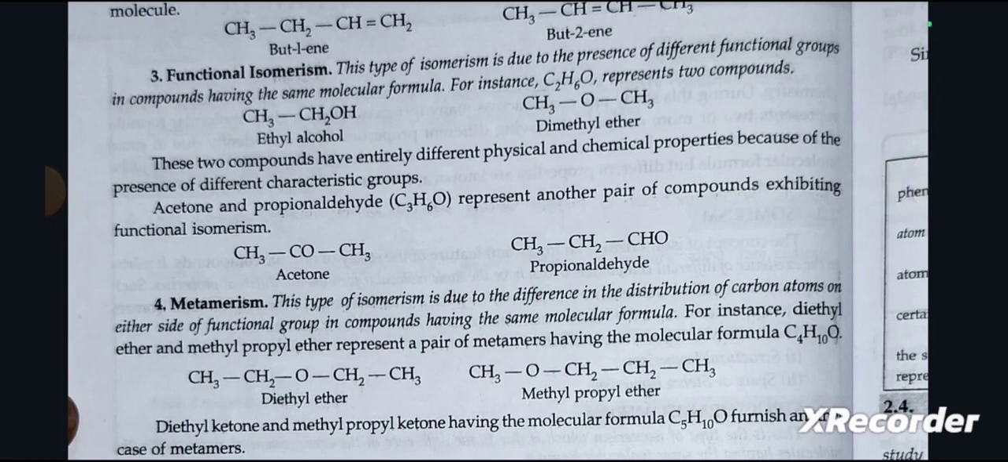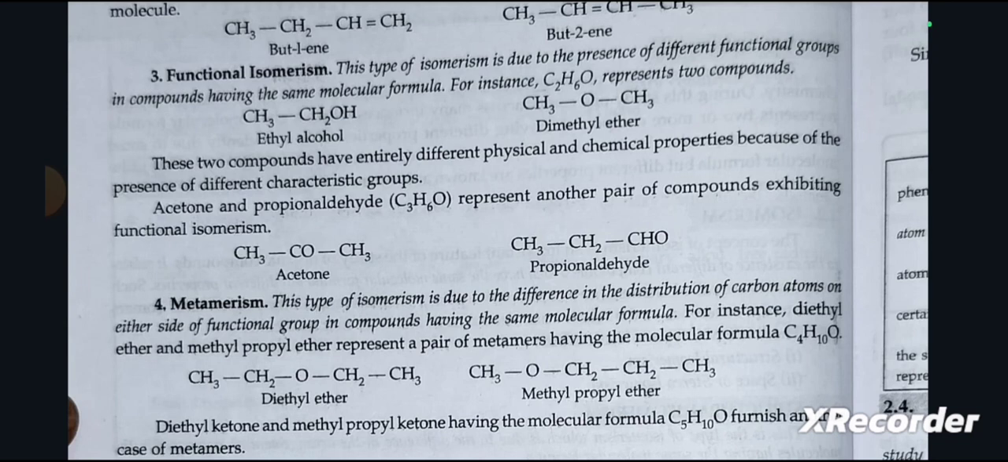Third, functional isomerism. This type of isomerism is due to the presence of different functional groups in compounds having the same molecular formula. For instance, C2H6O represents two compounds: CH3CH2OH, ethyl alcohol, and CH3OCH3, dimethyl ether. These two compounds have entirely different physical and chemical properties because of the presence of different characteristic groups.